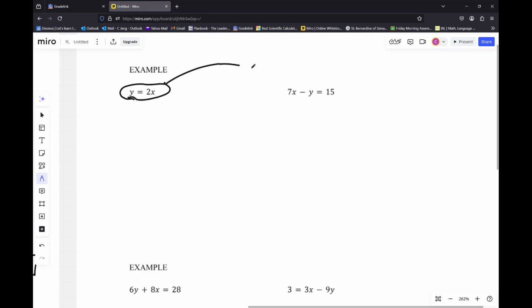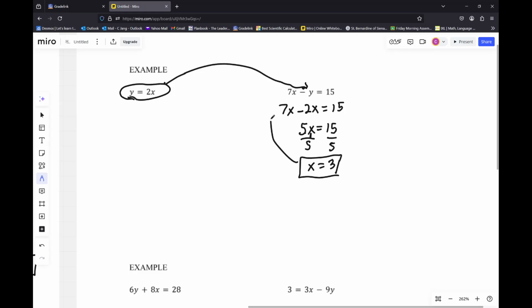I'm going to take this value and plug it into here. So this is what I get. 7x minus y, but instead of y, what am I going to put? I'm going to put 2x is equal to 15. Okay, 7x minus 2x is 5x is equal to 15. And if I divide both sides by 5, I get x is equal to 3. So now I know what x is equal to.